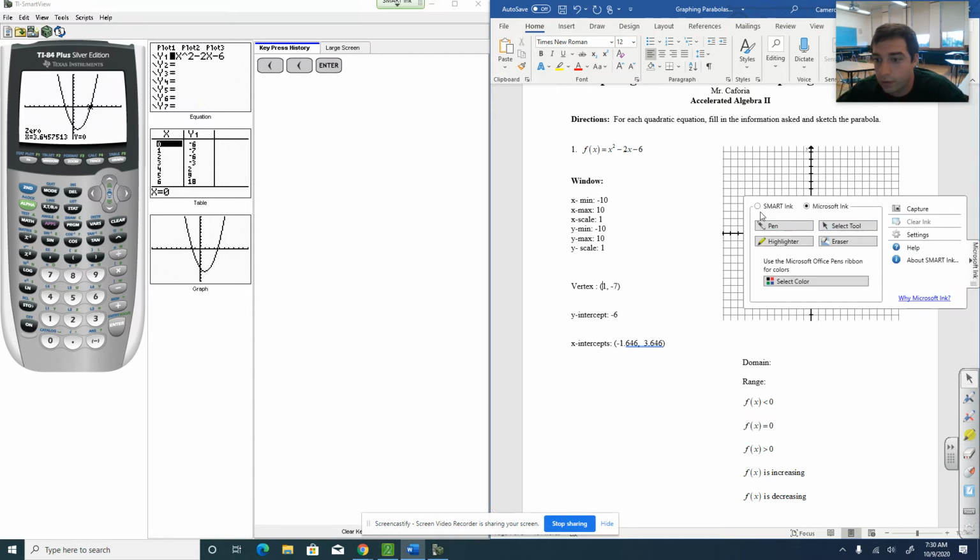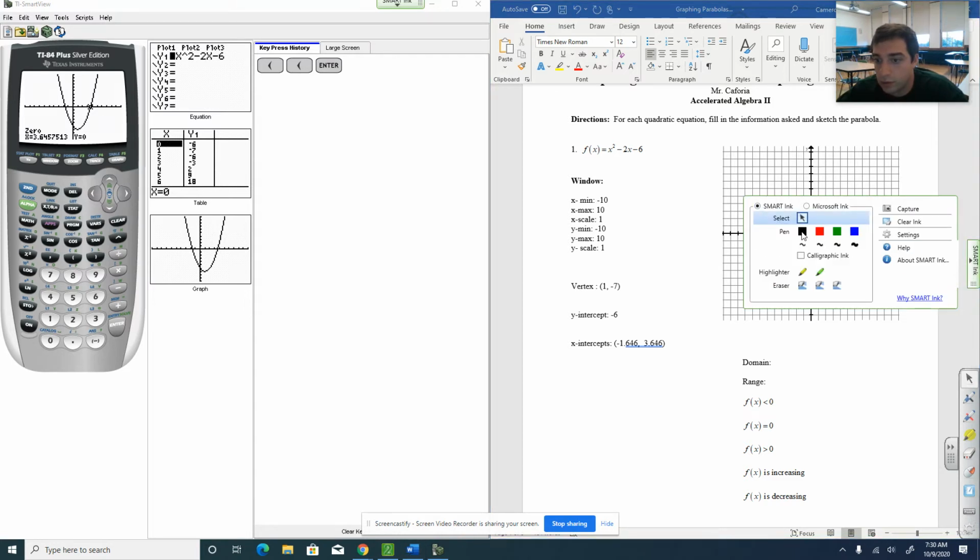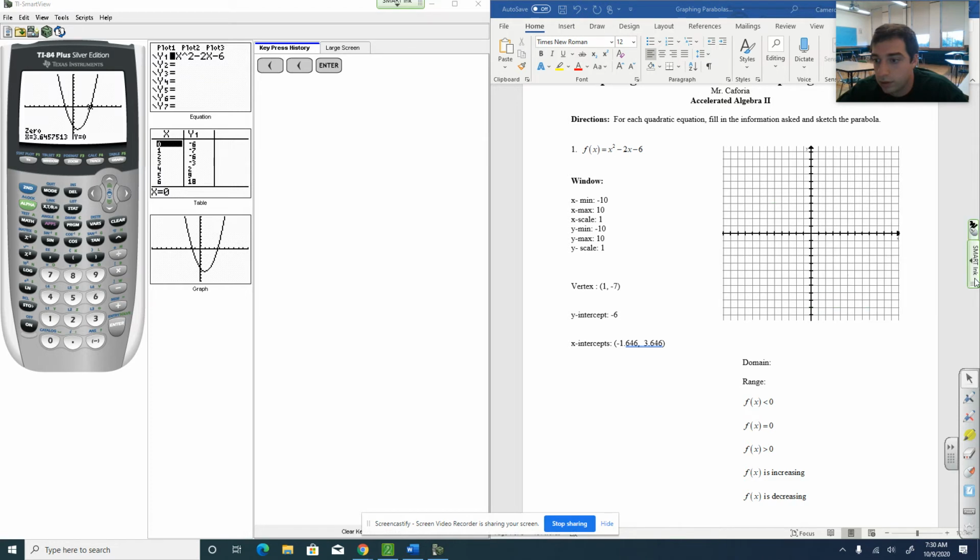Okay, so we're gonna use some smart ink, and now we know our vertex is at 1, -7. So 1, and then 1, 2, 3, 4, 5, 6, 7. So this point right here, oh man, this is tough to do with a mouse. So right there, we're going to pretend like that little U thing didn't happen.